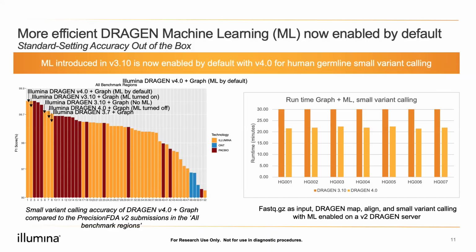So I'll direct your attention to the right where we're looking at the runtime. So with DRAGEN version 3.10, it took about 30 minutes to map, align, and small variant call with machine learning enabled. And with DRAGEN version 4.0, we've improved that. It takes about 22 minutes for that. And so with this improved efficiency, we're able to turn this feature on by default.